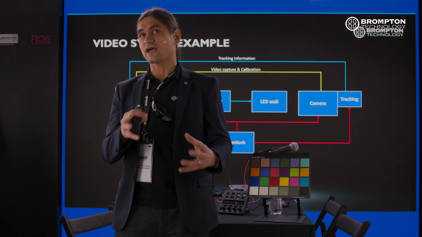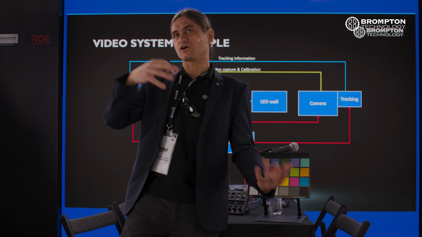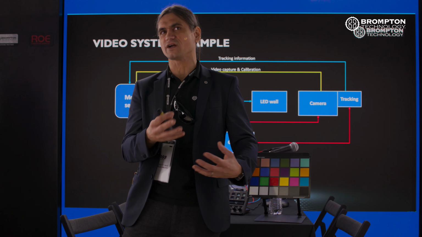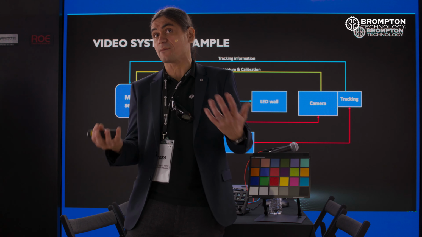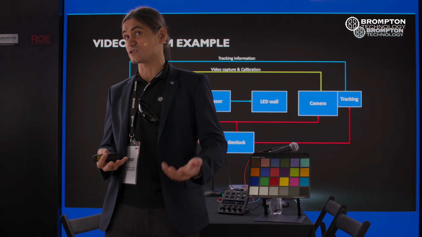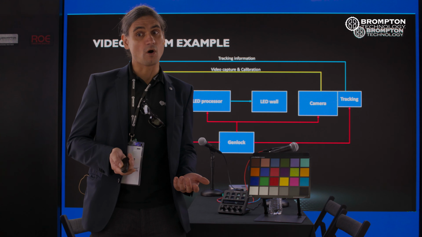So you see we're kind of at the end of this chain, right? So the camera is capturing something you're going to see again. So if the LED processing part isn't right, well, the camera cannot pick up something which is good. So consequently, the LED processing part needs to be as good as possible. And you get that with Brompton Technology. And you get a lot more.